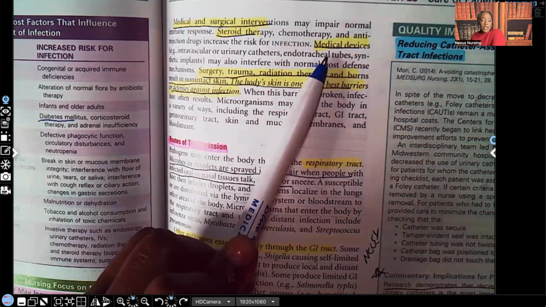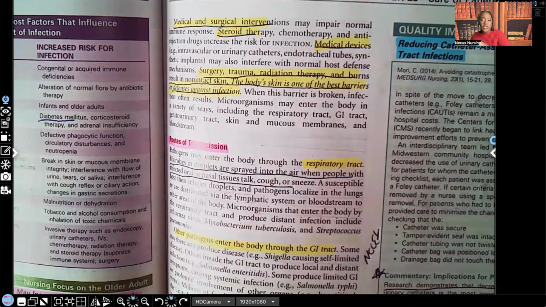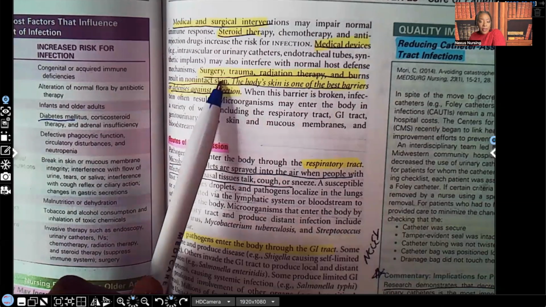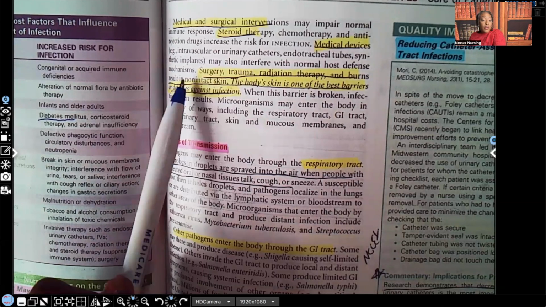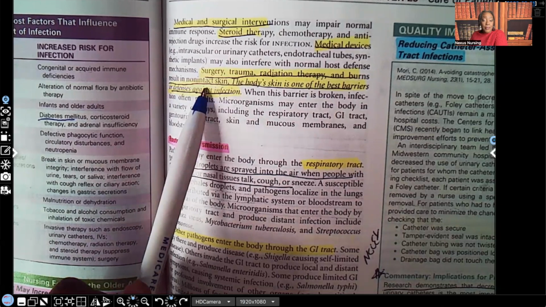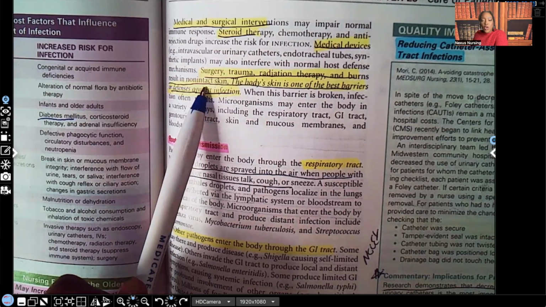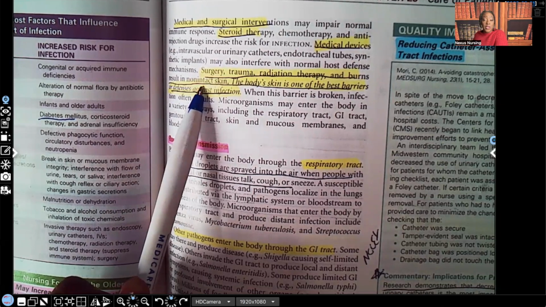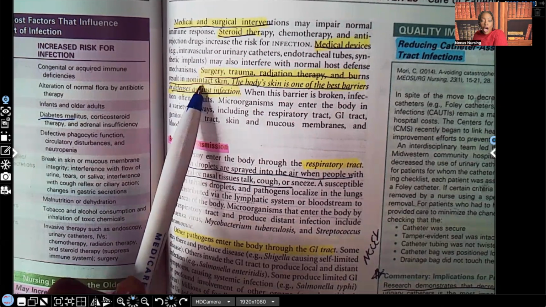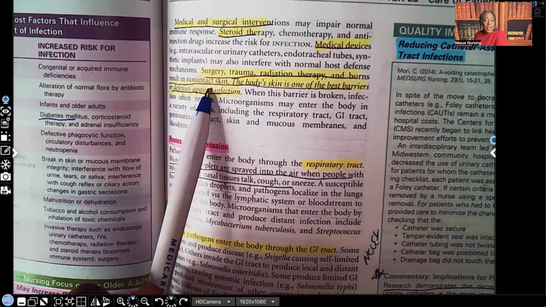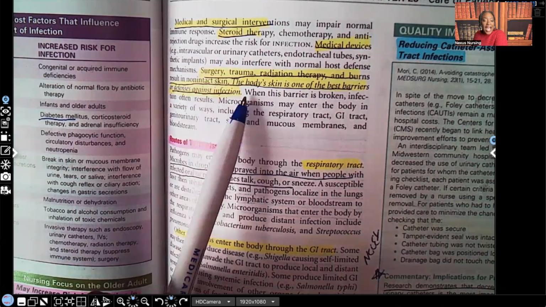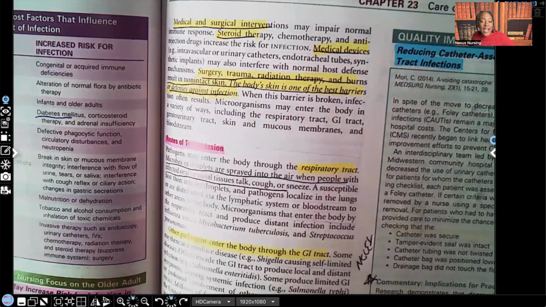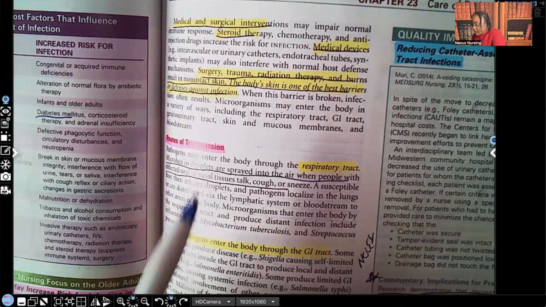Medical devices, things that you're using on the patients, you can transfer infection from one person to another if you're not cleaning them and wiping them down. Surgery, trauma, radiation therapy, burns result in non-intact skin. Let's stop right there. We know that all of these can cause the patient to have non-intact skin, and we know that the skin is the first line of defense when it comes to protection from infection. So all of these things listed can cause the patient to have an infection. The skin is one of the best barriers against infection.